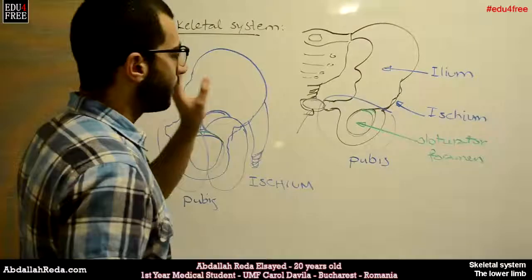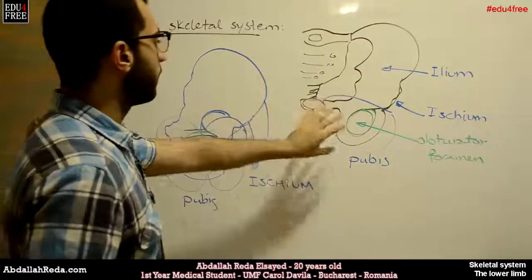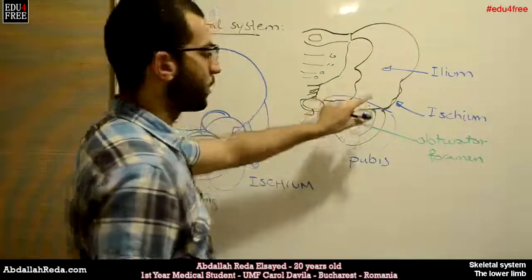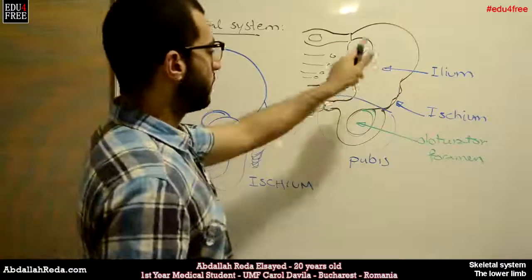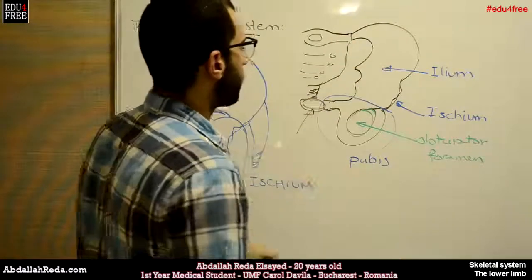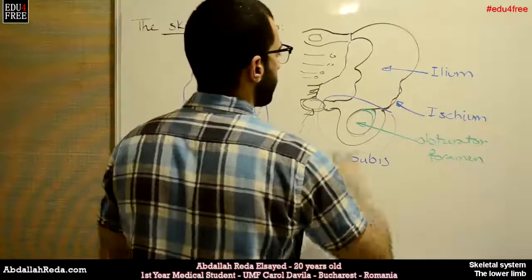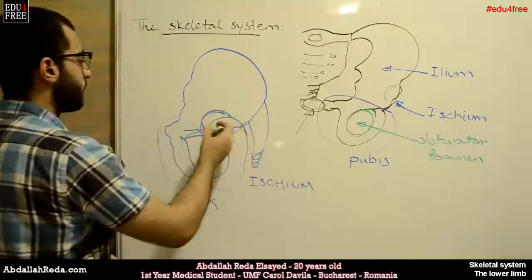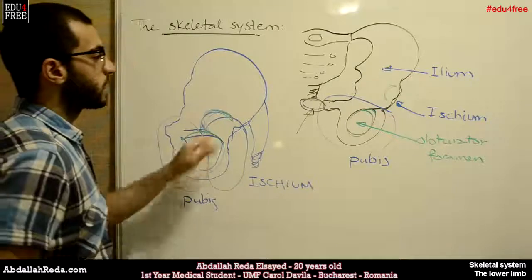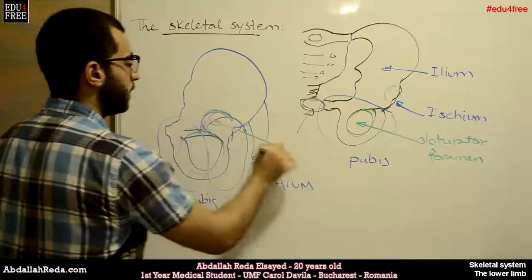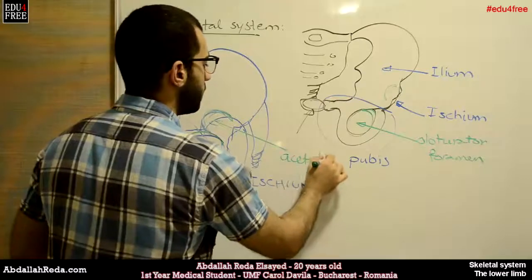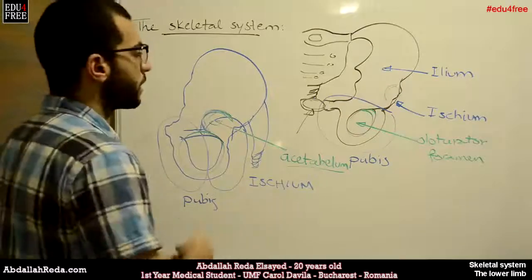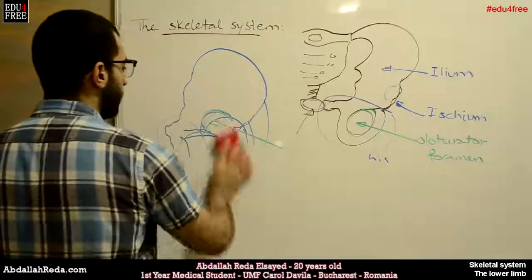A lot of people, when they first learn about the pelvis, they think that this is the opening in which the head of the femur is inserted and articulates. This is a common misconception. The head of the femur articulates through a depression which is found behind this point here. This is posterior, which is this depression here. This depression is called the acetabulum, and this is where the head of the femur articulates, or this is where the hip joint is formed.